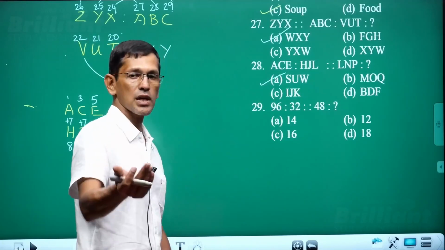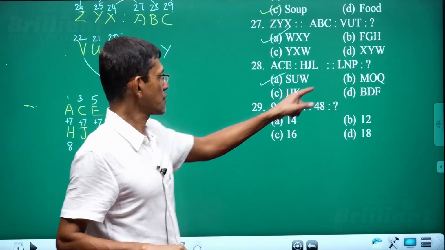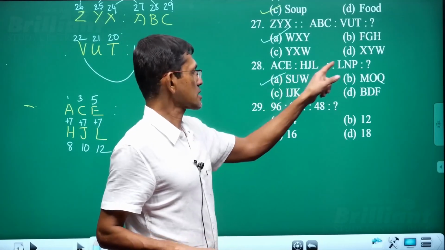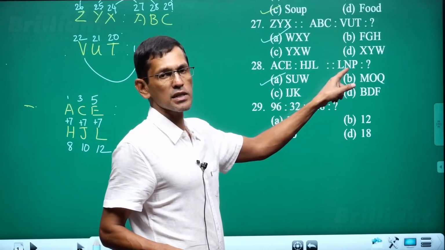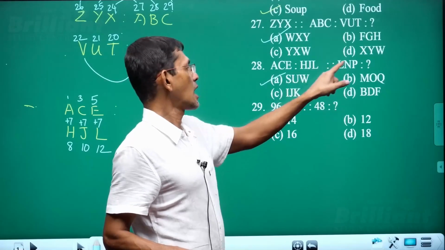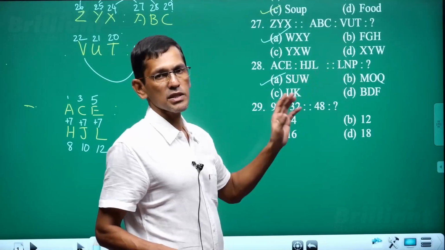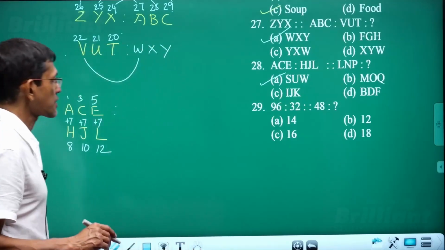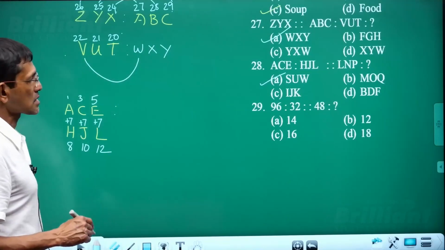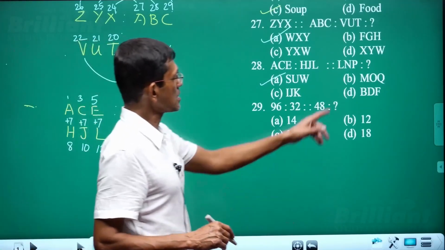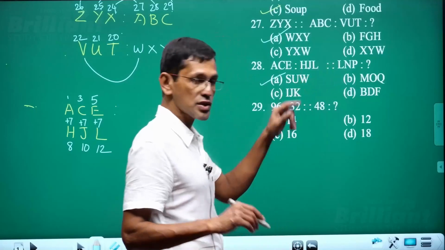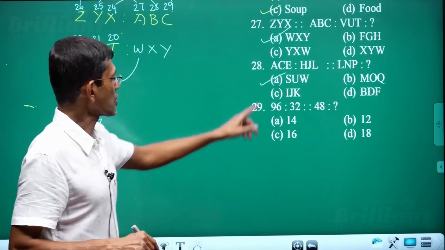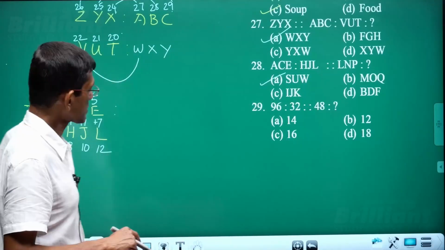If you want to check it, just practice. So L plus 7 is S. N. N is 14. 14 plus 7 is 21. That's U. And P. P is 16. 16 plus 7 is 23 actually, not 24. So SUW is the answer.